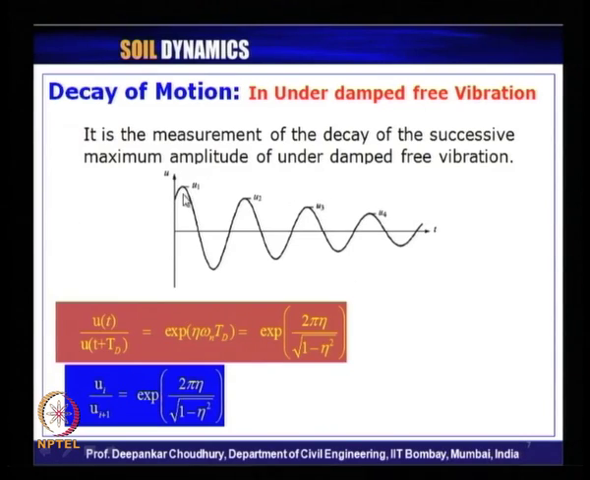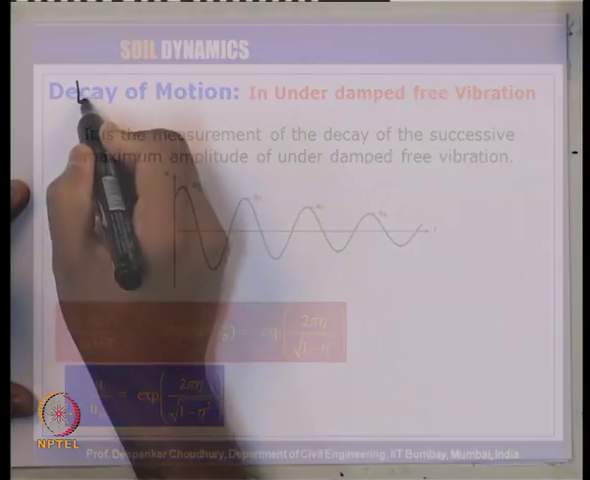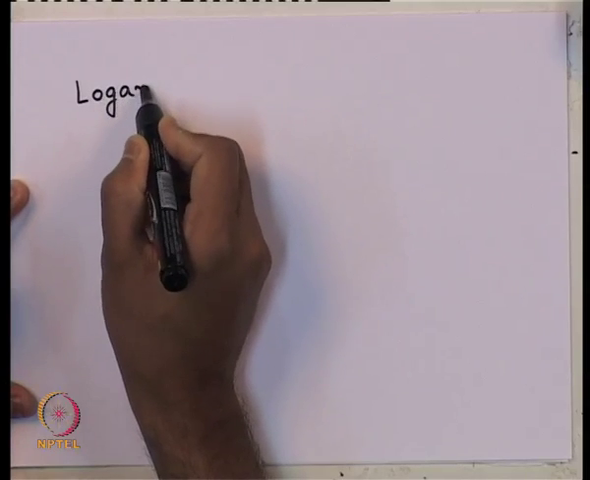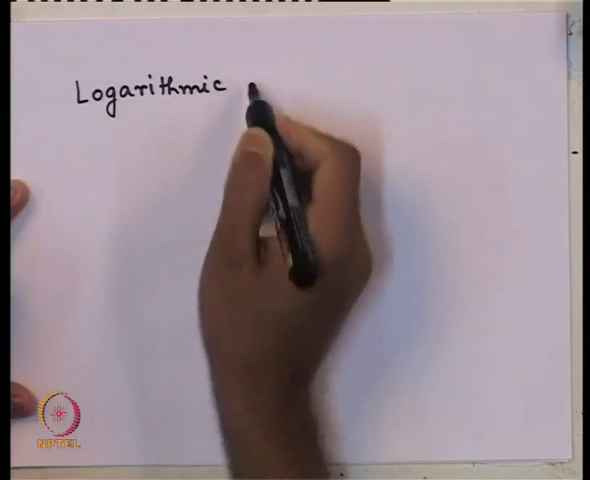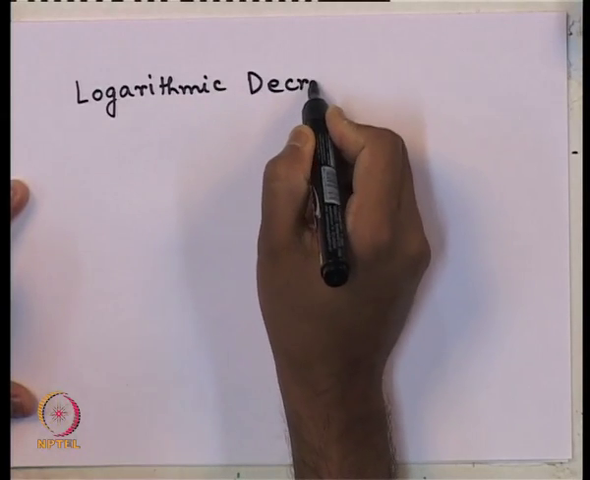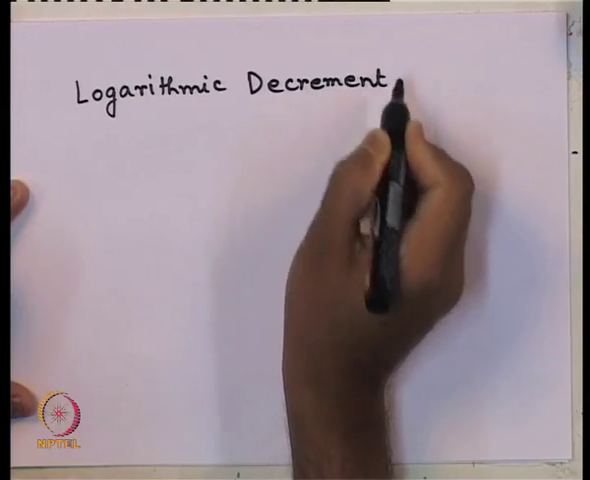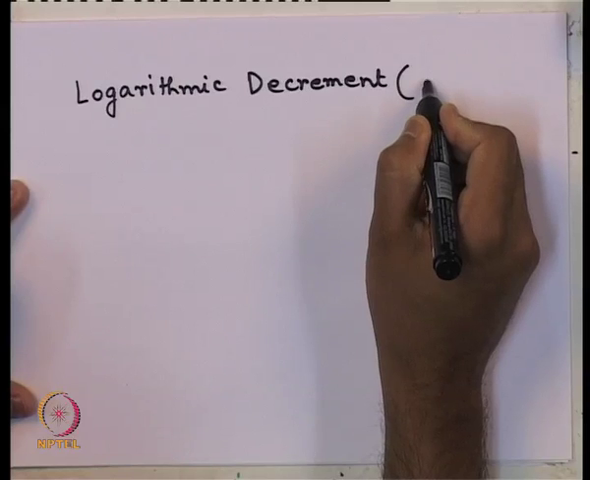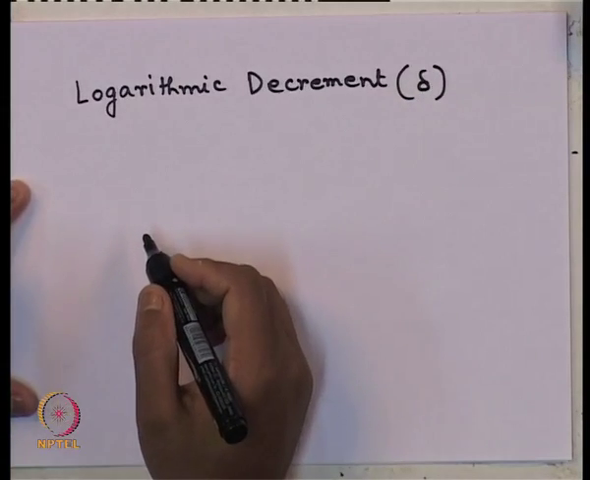So, what does it mean? If u1 is the maximum amplitude here and u2 is the maximum amplitude in the second cycle, u3 is the maximum amplitude at the third cycle, u4 is the maximum amplitude at the fourth cycle, then the decay or the logarithmic decrement. So, let me write it down here. It is called logarithmic decrement. It is denoted generally by the term delta, Greek letter delta.